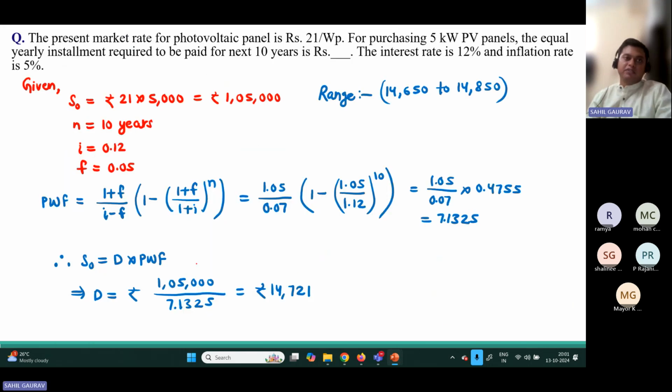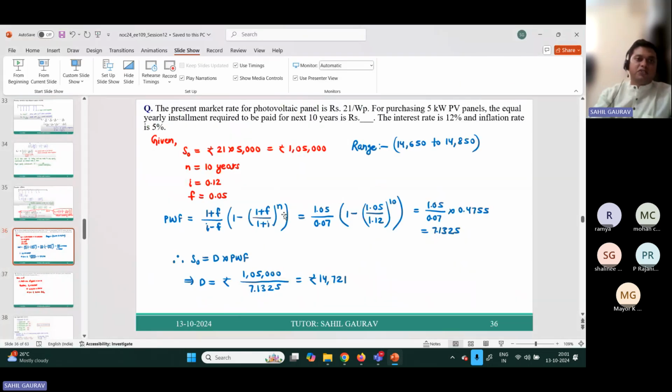So let us see some problems. So the first problem based on this part is that the present market rate of photovoltaic panel is rupees 21 per watt peak. For purchasing 5 kilowatt PV panels, the equal yearly installment required to be paid in next 10 years is rupees. The interest is 12% and inflation rate is 5%. So this present market value is given as 21 rupees, and this panel we want to purchase of 5 kilowatt.